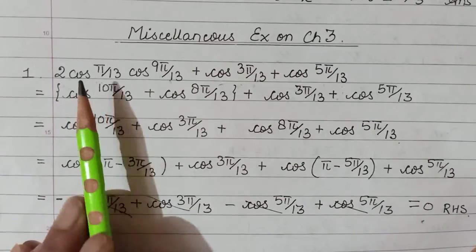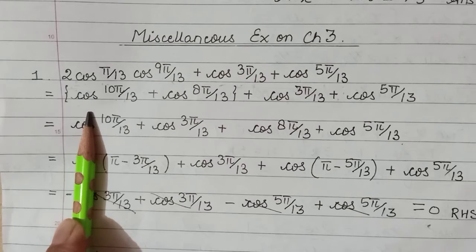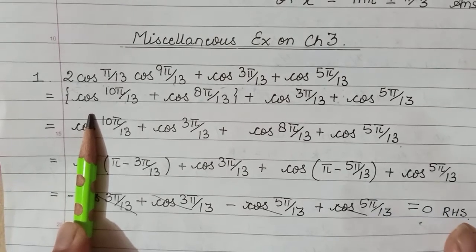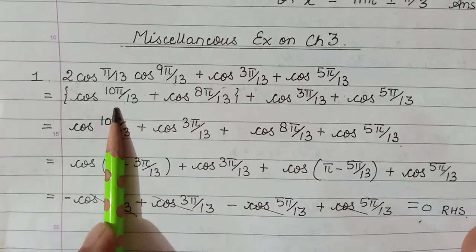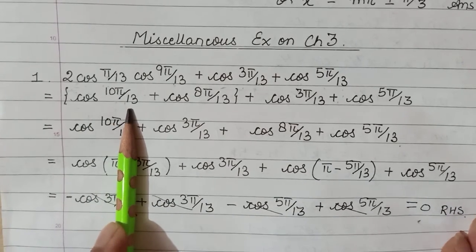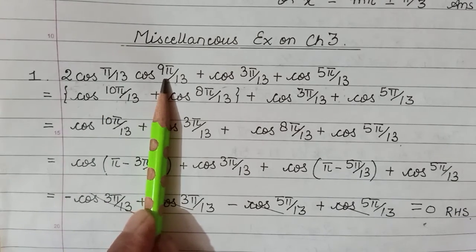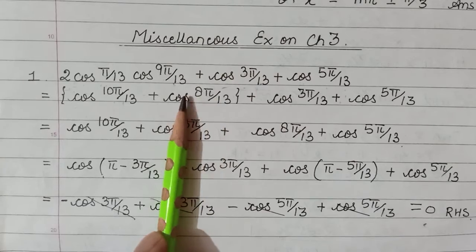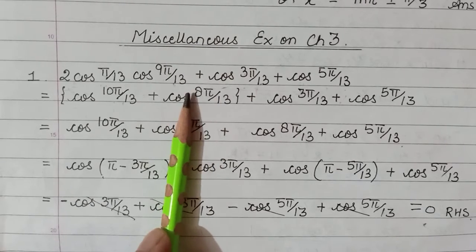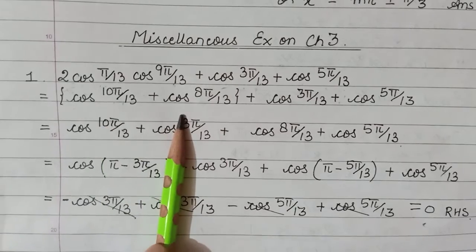I found that convenient, so I have applied it. 2 cos A cos B is cos of A plus B, added these angles. So that becomes 10 pi by 13. Then cos of the difference of the angles. So pi minus 9 pi, that would become cos of minus 8 pi. But we know that cos minus theta is the same as plus cos theta. So we need not write that negative sign there. So this is what we get.